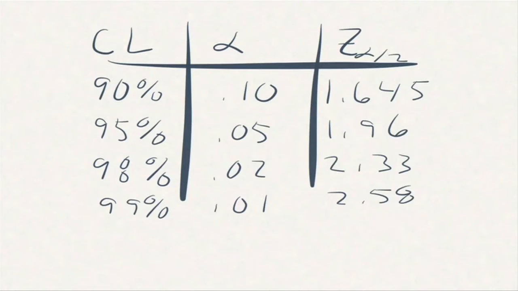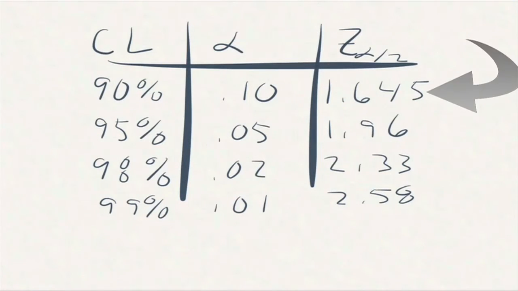Now here it is. Here's a chart. CL stands for confidence level. We're going to be 90% confident, 95% confident, 98% confident, and 99% confident. The alpha, that's the chance that you're wrong. If you're 90% confident, there's a 10% chance you're wrong. But then over here, on the right-hand side, that's the important part. That's your z alpha over 2. Those are your z scores associated with the confidence levels on the left.